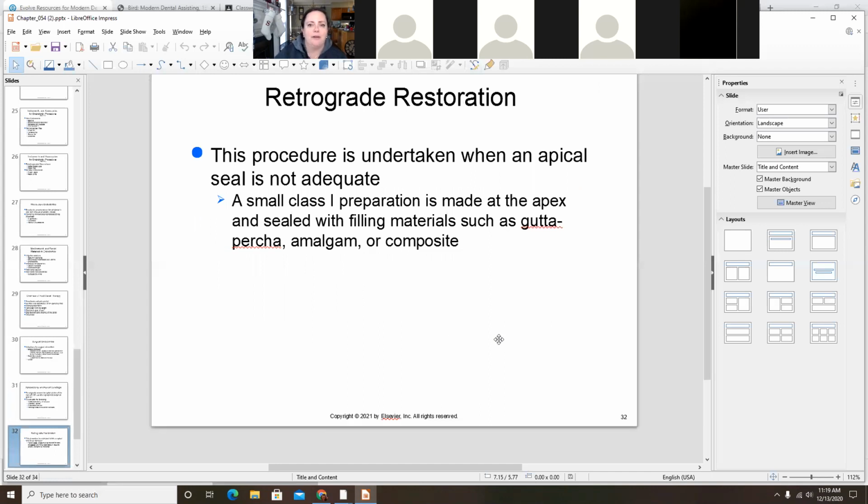A retrograde restoration, this procedure is undertaken when an apical seal is not adequate. A small class 1 preparation is made at the apex and sealed with a filling material such as gutta percha, amalgam, or composite. Okay, so that goes in through the apex of the tooth instead of through the crown of the tooth and is sealed up. I've only ever seen it sealed up with amalgam, and this was many, many, many years ago. But again, I don't do root canals all the time, but it can be sealed up with gutta percha, composite, amalgam.